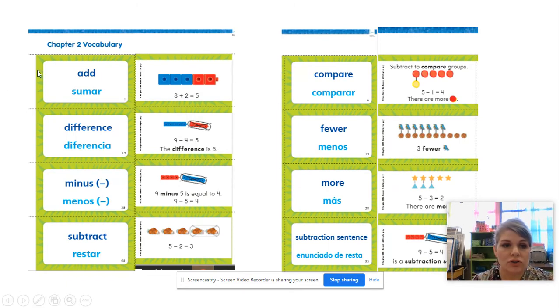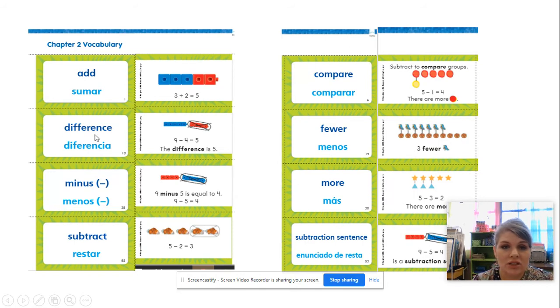So if you'll look, the first word is add. And we've been adding by joining two numbers together. So we have 1, 2, 3 blue, and we have 2 red, 1, 2. So we put the 3 plus the 2 together to give us 5. We can count all those again. 1, 2, 3, 4, 1, 2, 3, 4, 5. So the 3 plus 2 is 5. That shows us that we add.